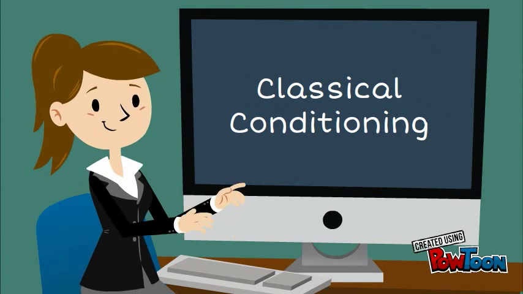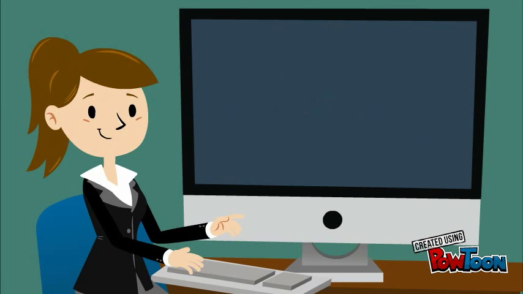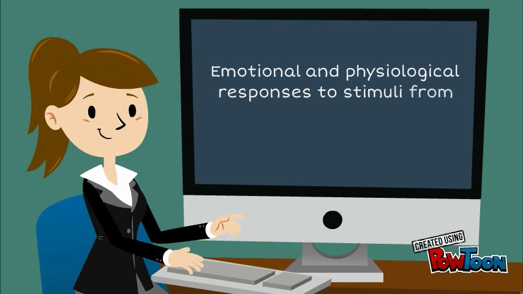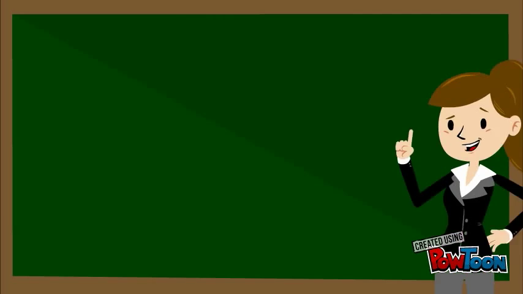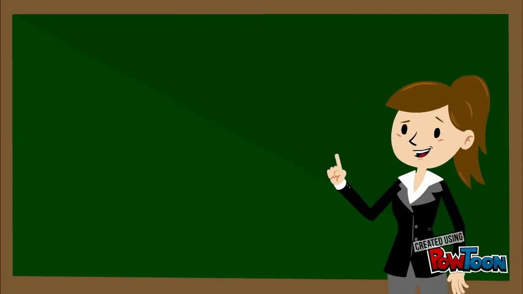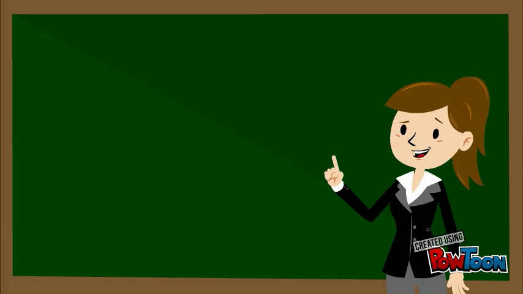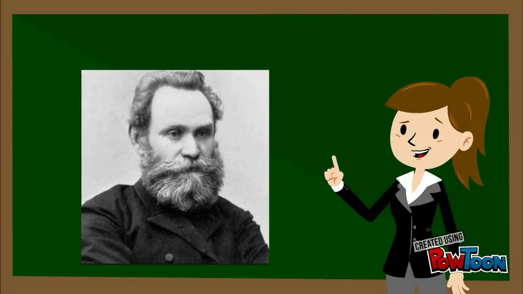But let's talk about classical conditioning first. It is a component of behaviorism that focuses on the emotional and physiological responses to stimuli from the environment. But let's be real, these definitions from the textbook are kind of hard to understand, so I think it's best I give you an example to really explain this concept. Let's take it from the founder of classical conditioning, Russian scientist Ivan Pavlov.